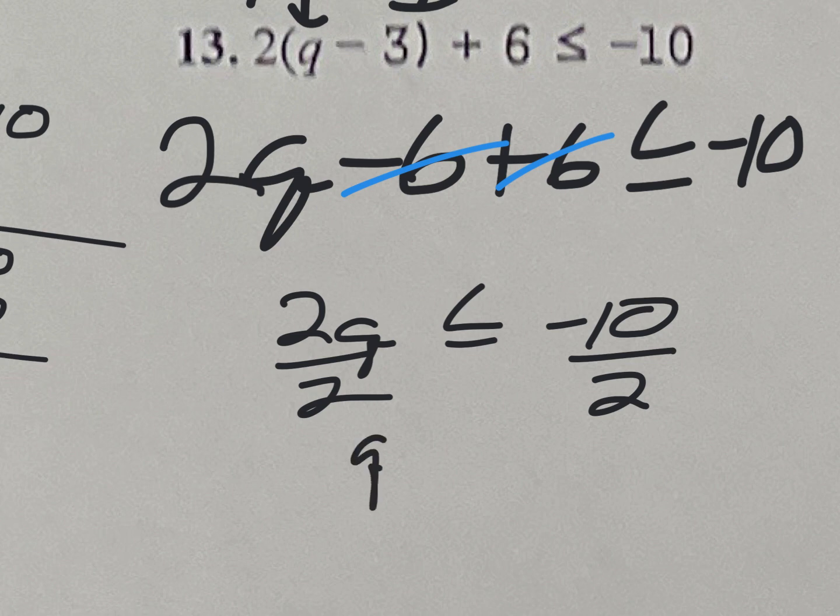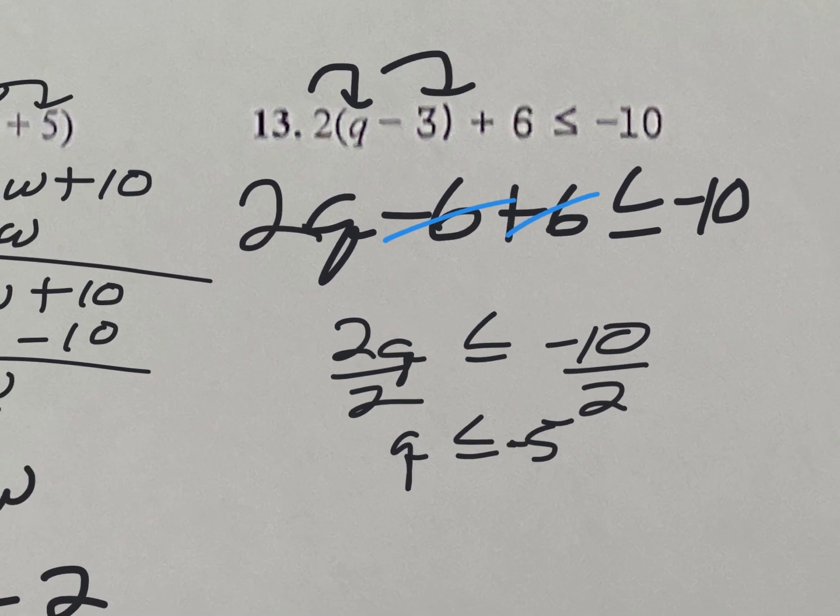Divide both sides by 2. And we do not need to flip because the 2 is not negative, so that is just going to be a -5.